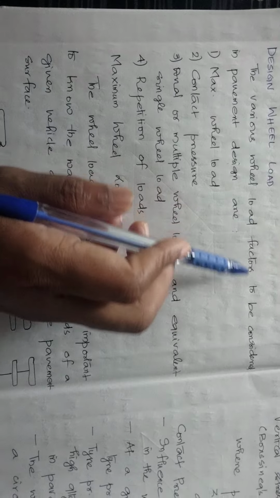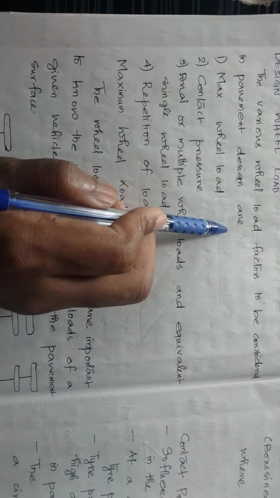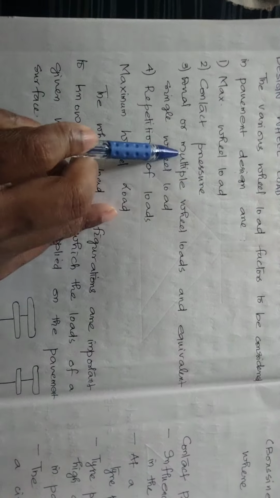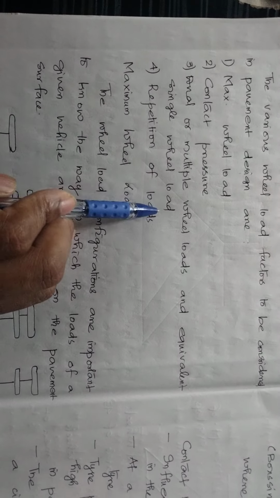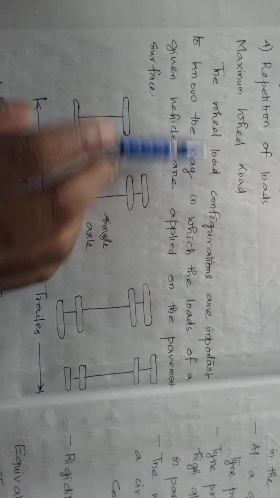The various wheel load factors to be considered in pavement design are maximum wheel load, contact pressure, dual or multiple wheel loads, equivalent single wheel load, and repetition of loads. So first we'll see what is maximum wheel load.